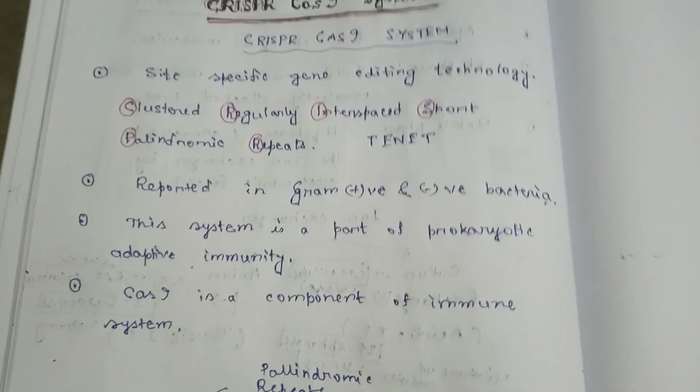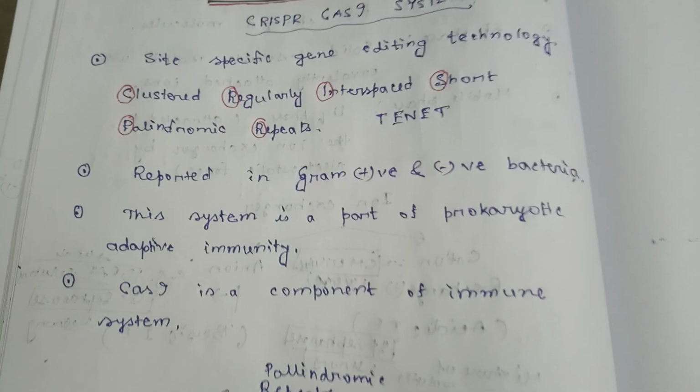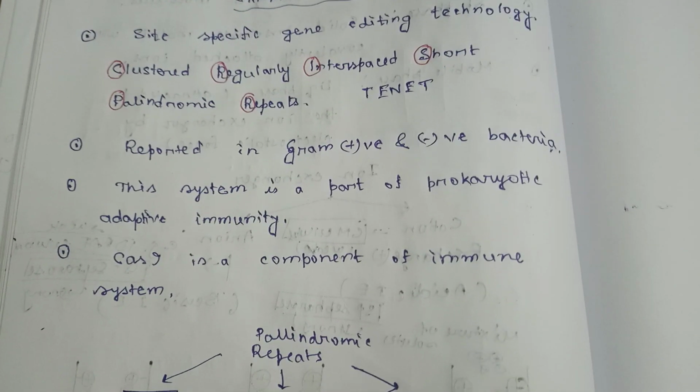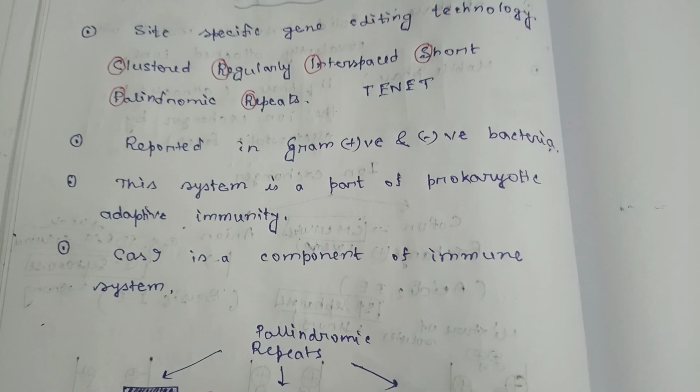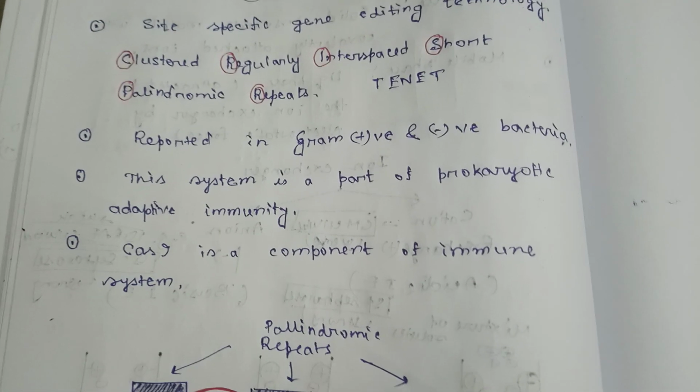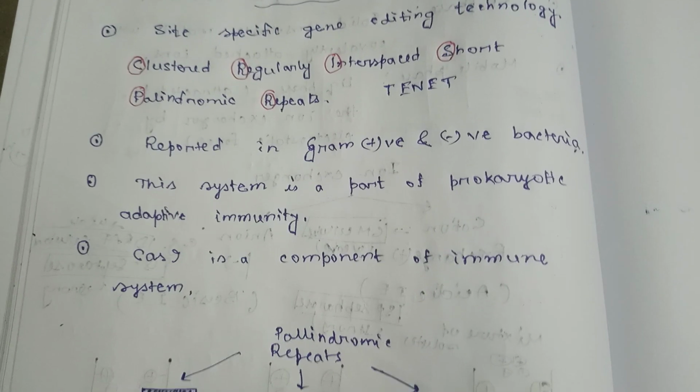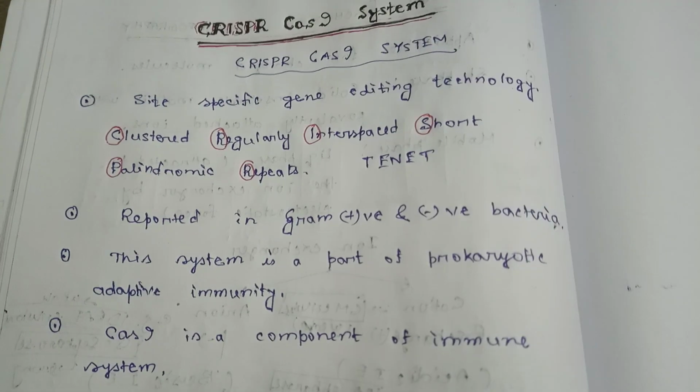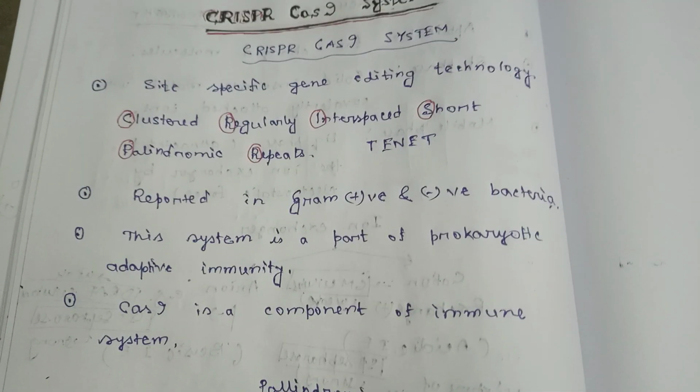Now with CRISPR there is another thing, that is Cas9. So what is Cas9? This is an endonuclease, and what is an endonuclease? It breaks the DNA. This Cas9 actually breaks double stranded DNA. So this is Cas9, okay.